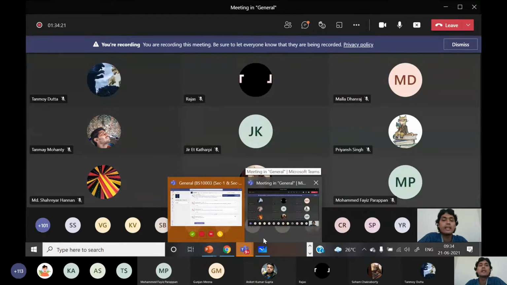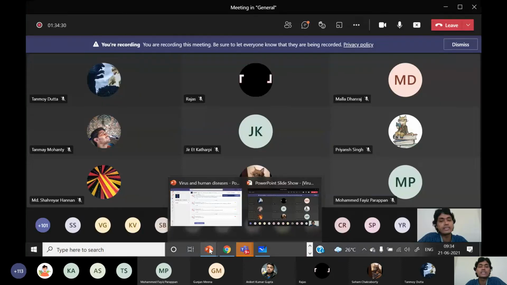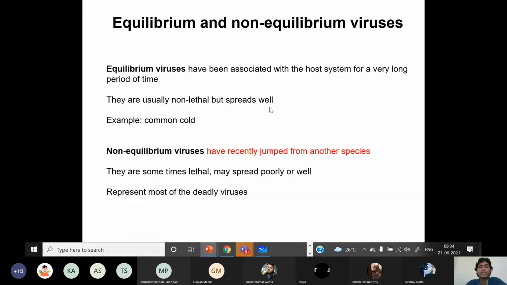Yes, sir. So now I will go into a different portion. I'm done with virus growth, plaque assay, and a little bit of the viral life cycle that I mentioned. Now, two new terms: equilibrium and non-equilibrium viruses. This is interesting. Equilibrium viruses have been associated with the host system for a very long period of time. They are usually non-lethal but spread well.